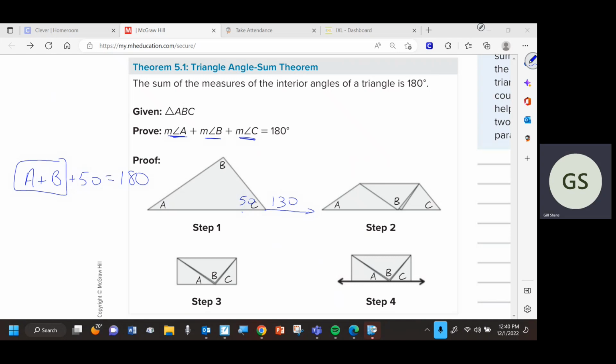Not just A and B. What does A plus B have to equal? Gotta be 130, right? Because I know that this plus 50 is 180. Well, didn't we also know that this plus this has to be 180? These two also equal 180.